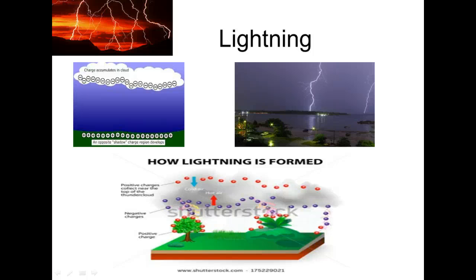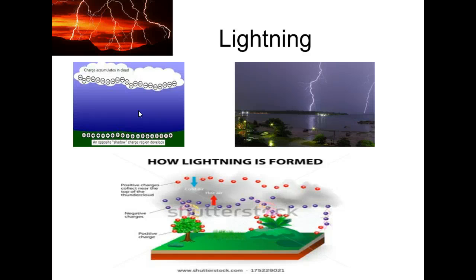Now let's write this formation in steps to make it easy for you to study. So in step 1, electrical charges build up in clouds because wind causes electrons to rub together. You see that here in this picture: the negative charges in the clouds and the positive charges in the ground. That's caused by the wind separating them in the clouds.